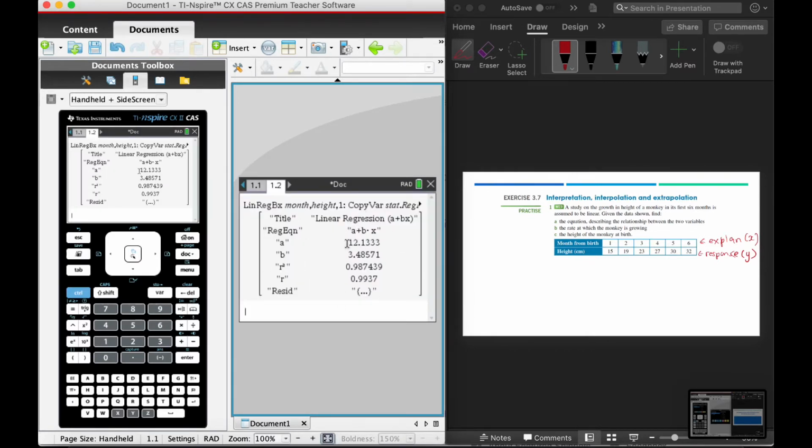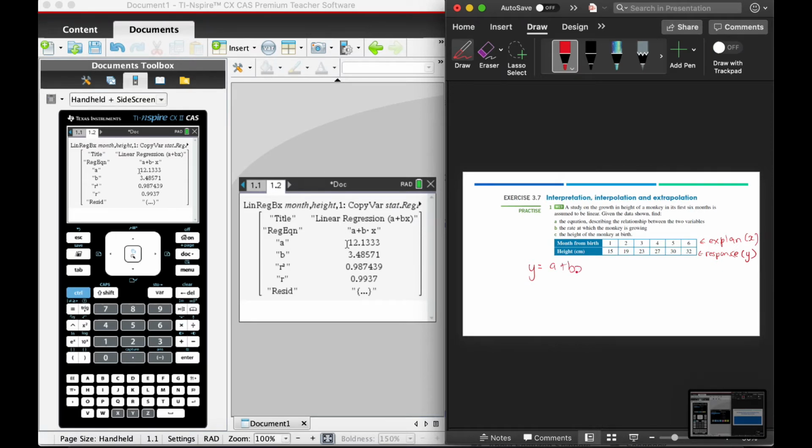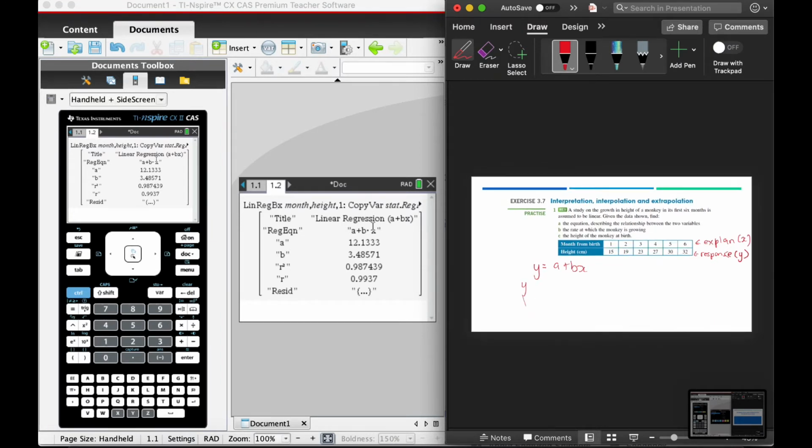So in this case, since we know that the equation for any straight line is y equals a plus bx, all we need to do is just insert the values in. So therefore y is going to be equal to a, which is 12.13, and I'm just going to round it to two decimal places for this question, plus b, which is equal to 3.49 when you round it to two decimal places, x.